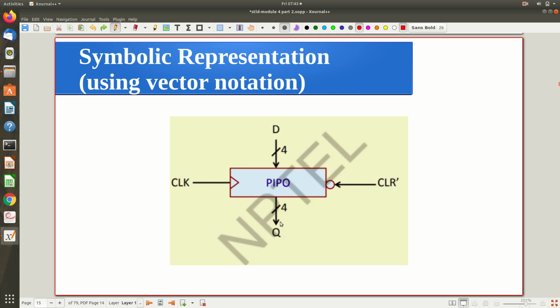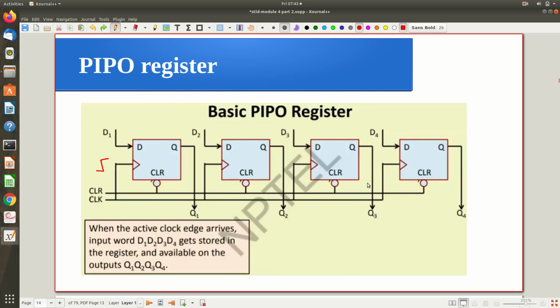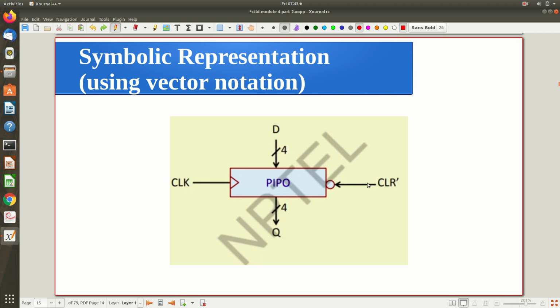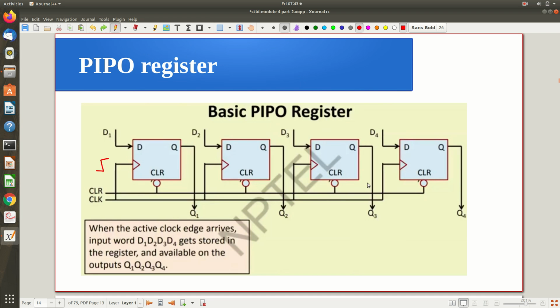Similarly, here 4 bits are coming out from the circuit, that's the meaning, and this clock is applied, clear is applied. So the entire thing, this bigger notation, is actually represented in a very brief way, in a symbolic way. So this kind of notation is what we call a vector notation, right. So in the exam also, if they are giving you something like that in the background, they mean this.